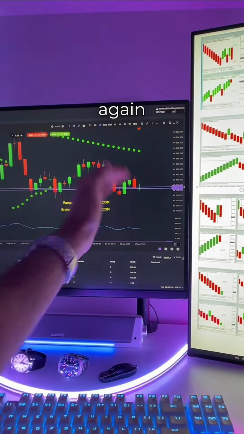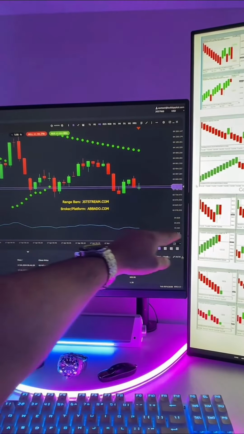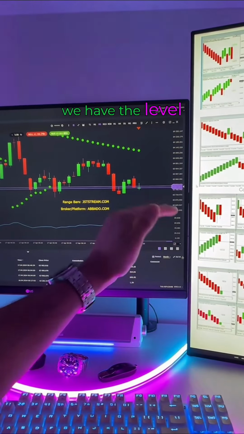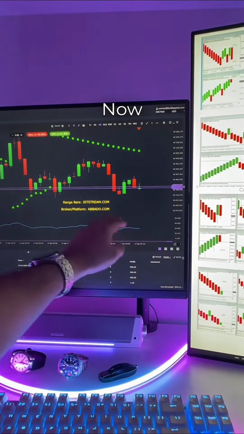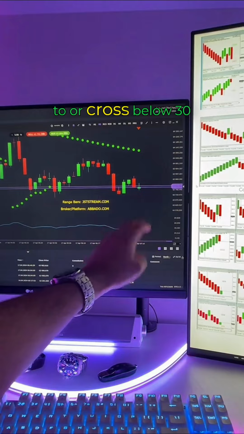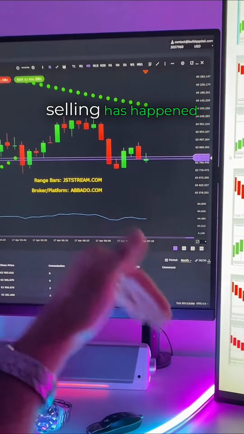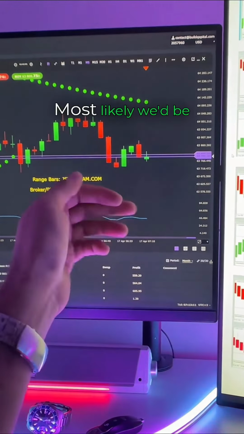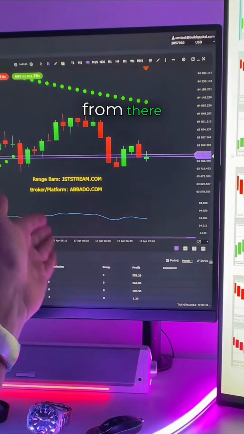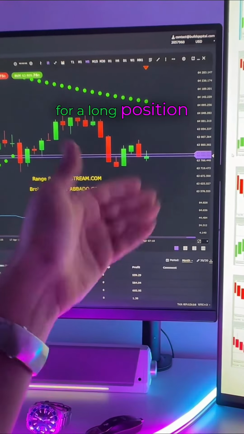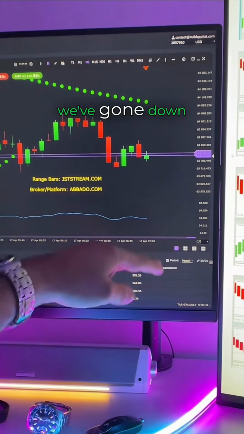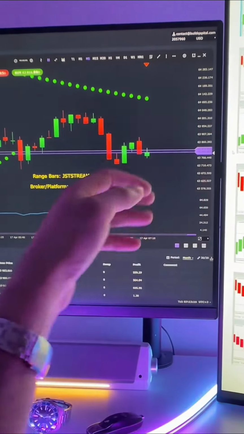Now, on the other end of it, at the bottom, we have the level 30 for RSI. Now, if we get close to or cross below 30, that means that the market is oversold. That means too much selling has happened and we've gone down too much. Most likely, we'd be looking at a reversal from there. So we'd be looking for a long position or a buy trade because we've gone down too much and we're going to start to come back up.